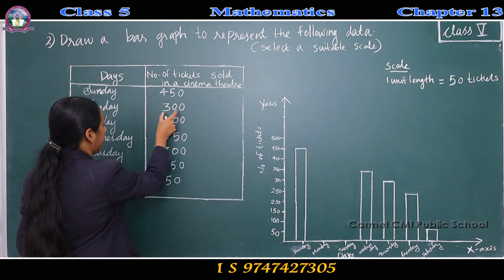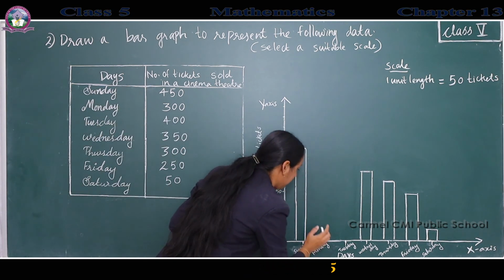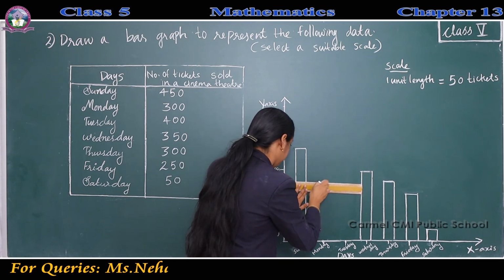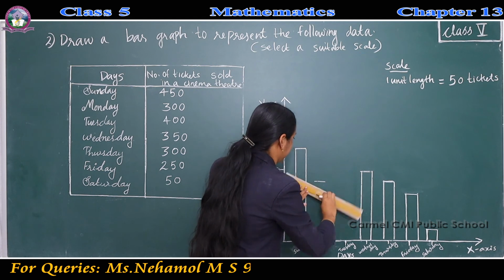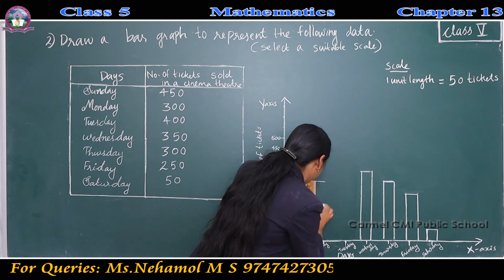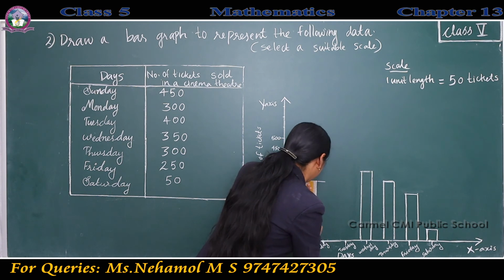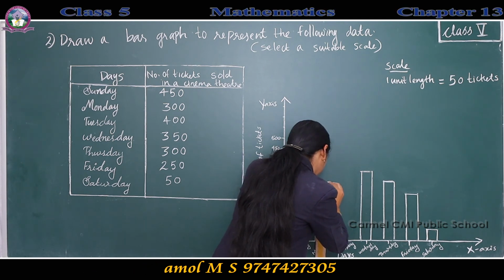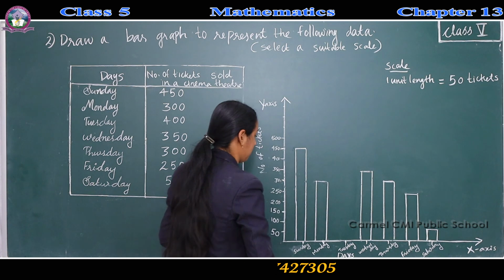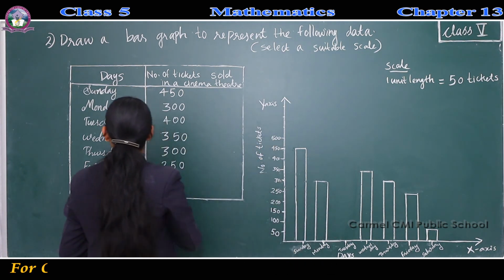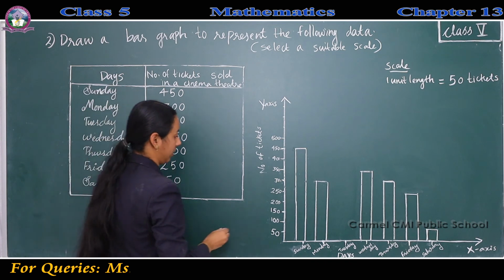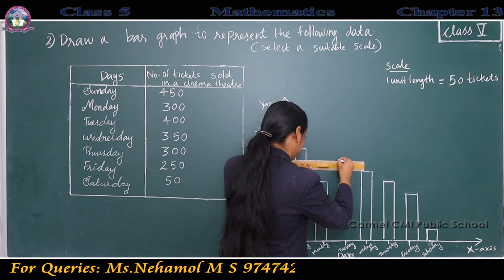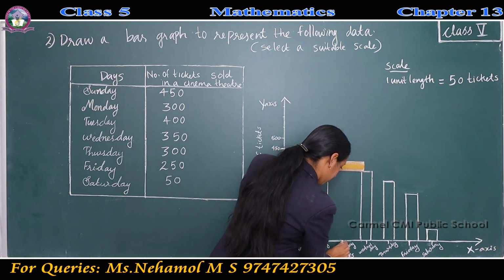Next one, Monday 300. Here is 300. This bar represents Monday 300. Then next one, Tuesday 400. Here is 400. Tuesday.